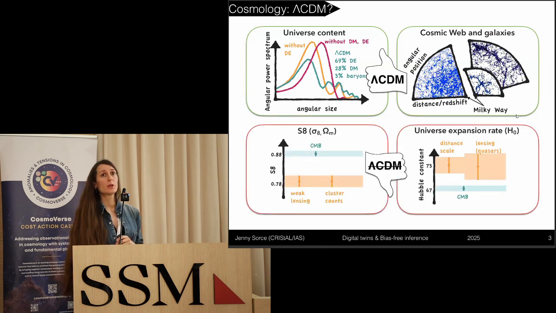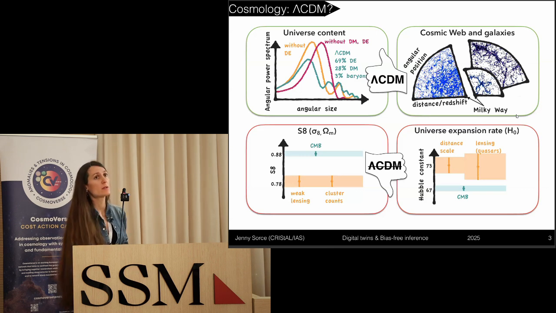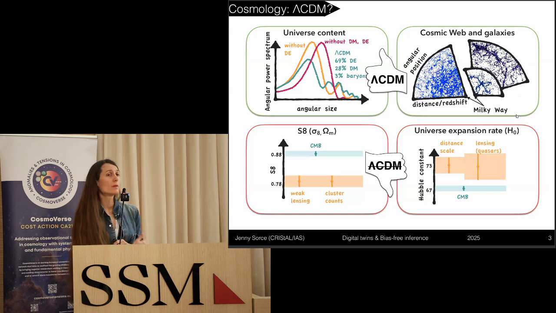But we also have some tensions. For example, we have the S8 tension, where you compare the value of S8, so the distribution of galaxy clusters in the universe, that you obtain with the CMB and the one that you obtain with lensing or counting galaxy clusters, and you can see that the values are in disagreement. The same thing happens with the Hubble constant. If you compare the H0 value that you get with the CMB with that you get with the distance scale or the lensing of the quasars, then you end up with different values.